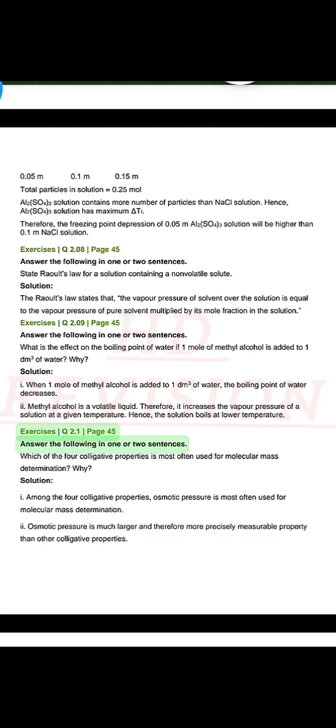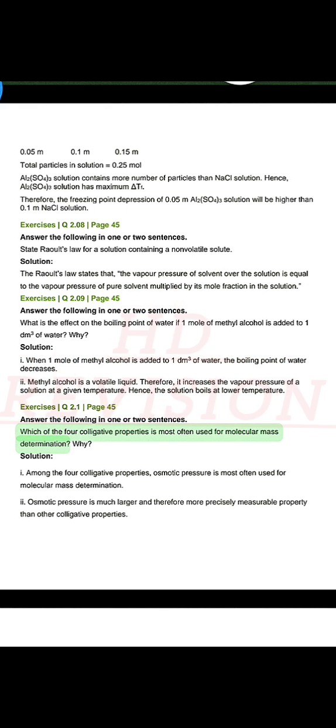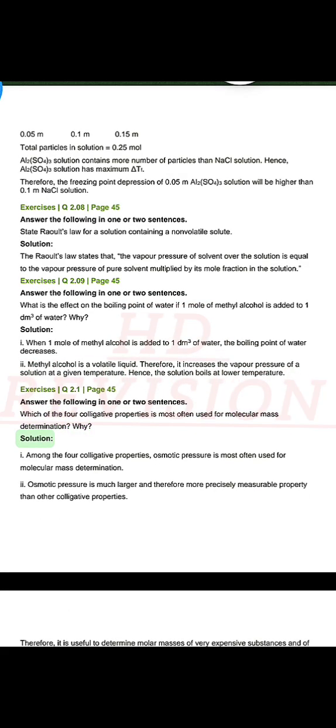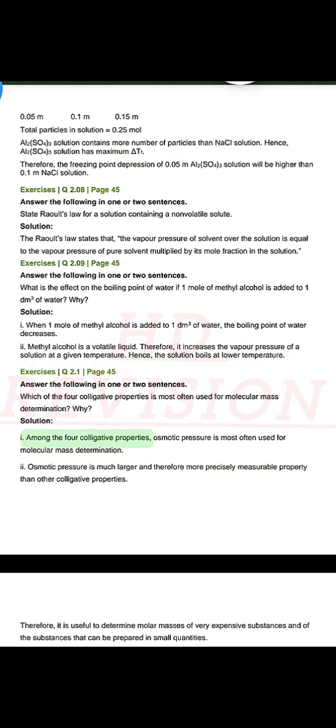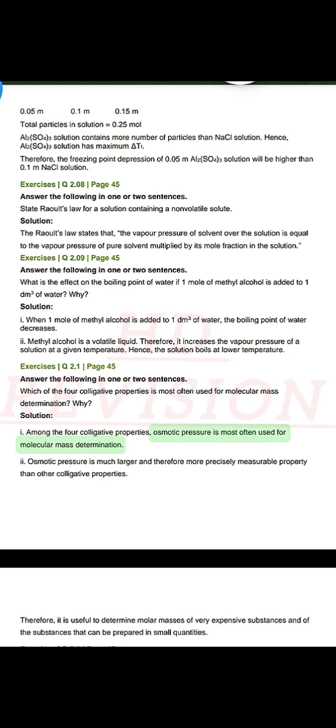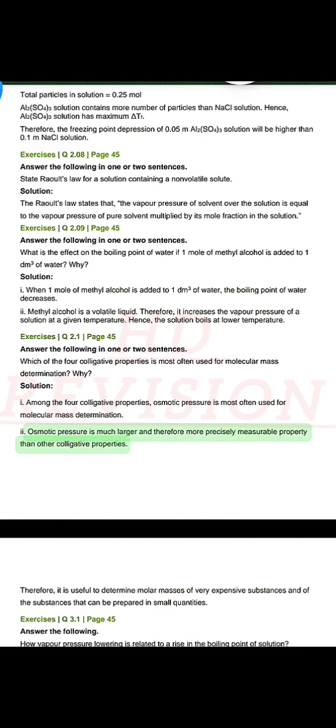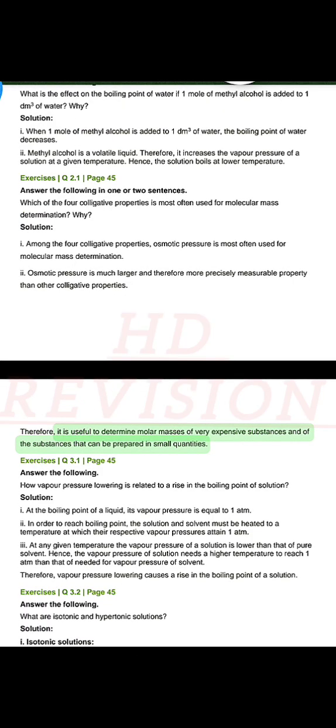Exercises Q2.10, page 45. Answer the following in one or two sentences. Which of the four colligative properties is most often used for molecular mass determination? Why? Solution. Among the four colligative properties, osmotic pressure is most often used for molecular mass determination. Osmotic pressure is much larger and therefore more precisely measurable property than other colligative properties. Therefore, it is useful to determine molar masses of very expensive substances and of the substances that can be prepared in small quantities.